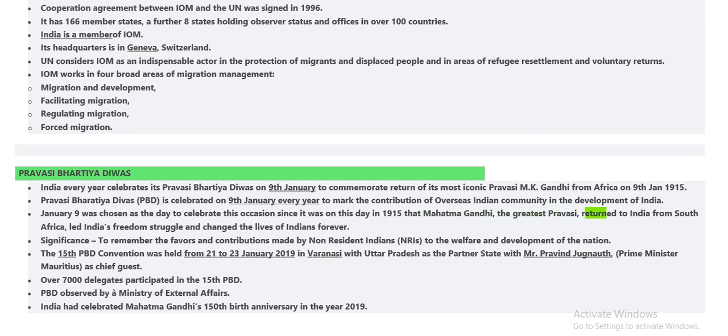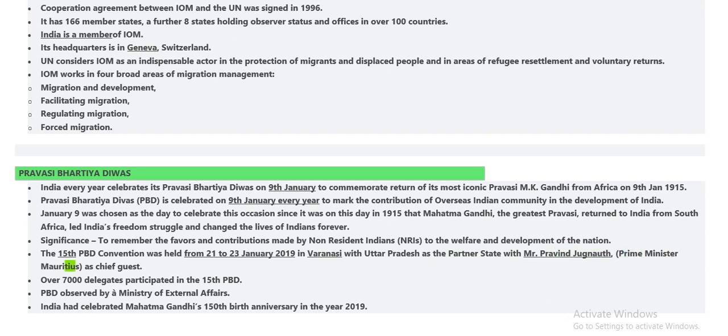Pravasi Bharatiya Divas, PBD, is celebrated on 9th January every year to mark the contribution of the overseas Indian community in the development of India. January 9th was chosen as the day to celebrate this occasion since it was on this day in 1915 that Mahatma Gandhi, the greatest Pravasi, returned to India from South Africa, led India's freedom struggle and changed the lives of Indians forever.